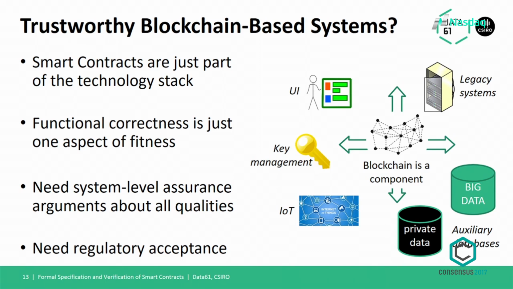It's a good thing to be verifying because a lot of the design complexity for a blockchain-based system is going to sit inside the smart contract, and so you want to know that that's right, but you can't just focus on that alone. Also, functional correctness is just one aspect of fitness for a system. So you're also concerned about lots of other non-functional properties like latency and throughput and so on. Formal methods are not necessarily such a great way of constructing that kind of evidence, so you need to combine formal methods with these other approaches. Overall, you want system-level assurance arguments about all of these different kinds of qualities. And then the next challenge, which I won't talk about today, is how do you get regulators to understand and accept that kind of evidence.